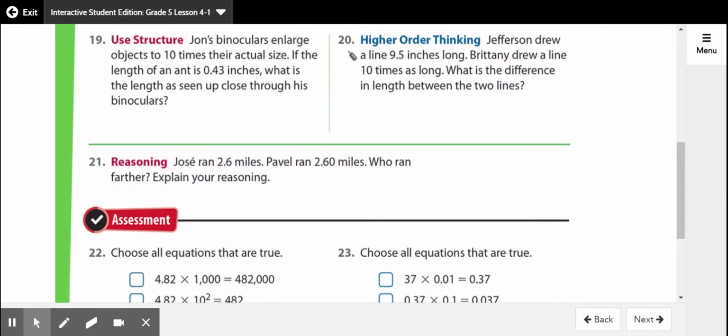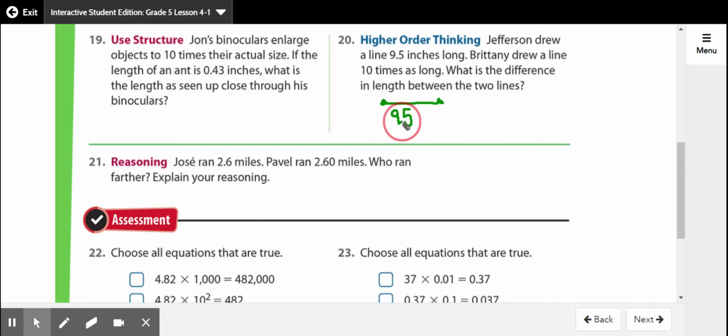So Jefferson drew a line 9.5 inches long. What's the first thing I'm gonna do? First thing I'm gonna do is draw a line. It's probably not gonna be that long, but I'm gonna draw a line right here. And sometimes in math they like to put a little stop mark. There's a stop, and here's the start. Now this is 9.5 inches. Okay, point and then 5. All right, so now I know what Jefferson did. He did a pretty good line.